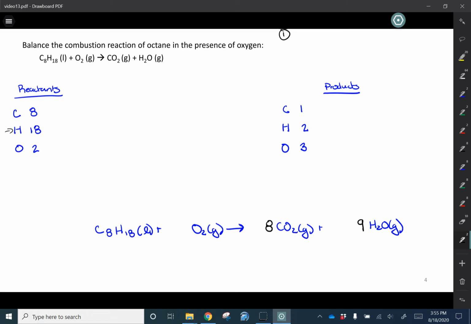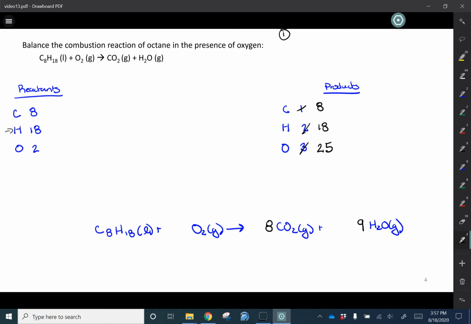So I'm going to now figure out what I've got for carbons, hydrogen, and oxygen on the product side. After this, I will have 8 carbons. For hydrogens, I'm just going to have 18. And then oxygens, I should have 25. 8 times 2, so that's 16, plus 9, that should be 25 oxygens.